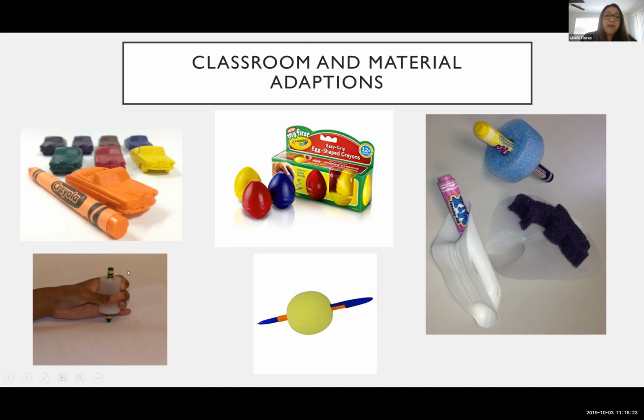This is a medicine bottle container. Also, hair rollers. So does anybody remember hair rollers, the little sponges? Yes. You can also use those, and those really easily just fit right over a crayon, and it's a nice texture, and children can use those as an adaptation as well.